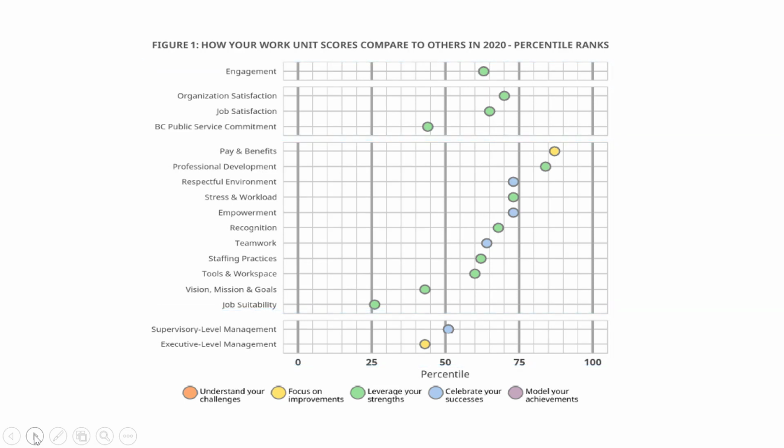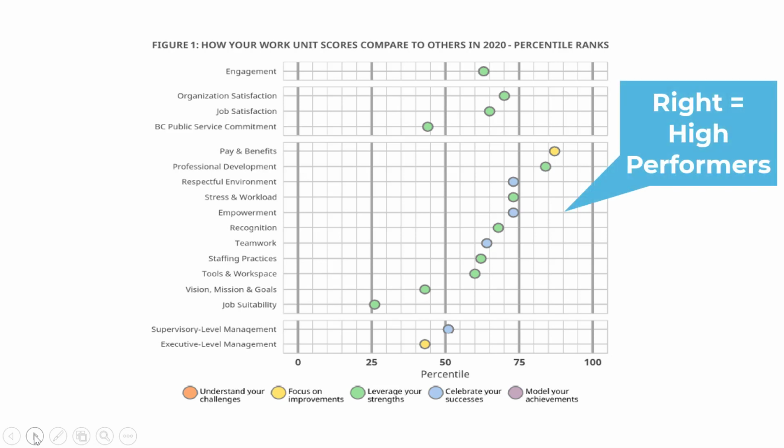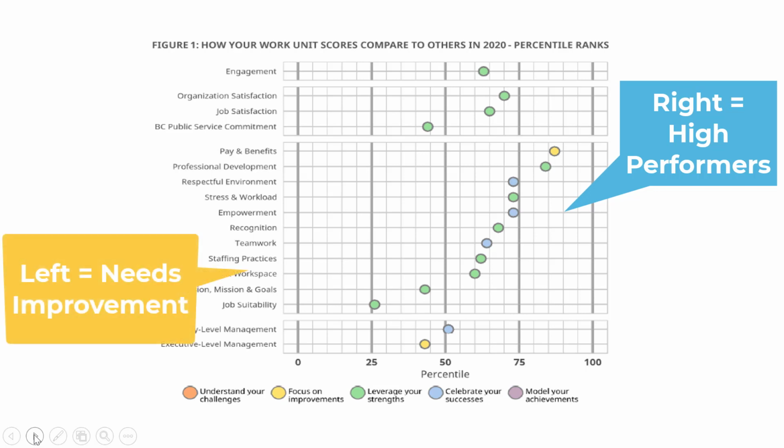Drivers that have their marker further to the right side of the chart are indicating where your work unit is doing well in comparison to other work units in the BC Public Service. On the other hand, drivers closer to the left side of the chart show where there's room for improvement in relation to the other work units.